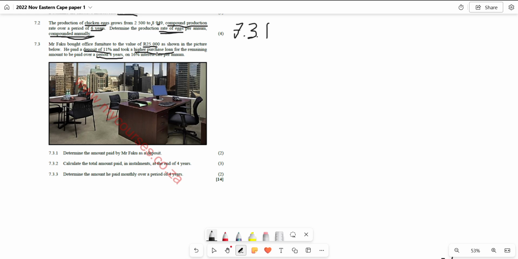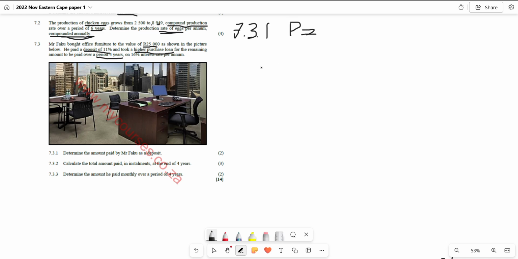Then 7.3.1, it says, determine the amount paid by Mr. Faku as a deposit. Now, we understand that Mr. Faku paid 11% as a deposit. We want 11% to be converted to rands, as to how much in rands did Mr. Faku pay as a deposit. Then D for deposit that Mr. Faku paid, that is equal to.